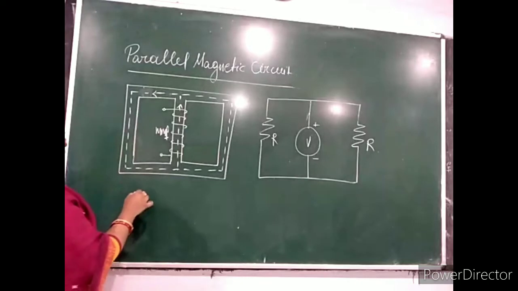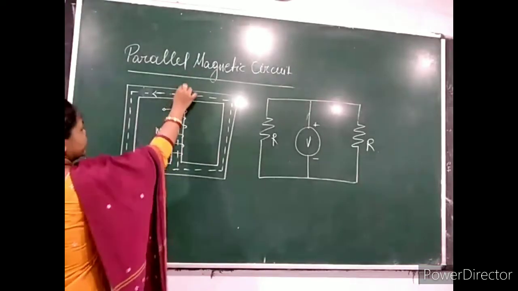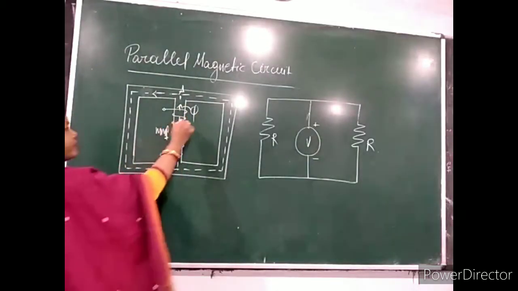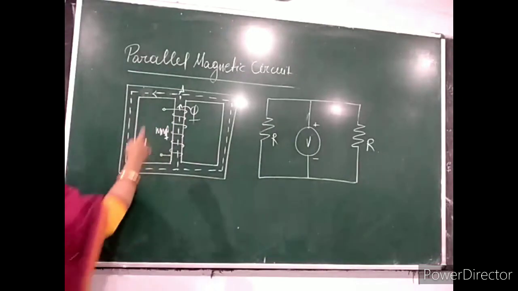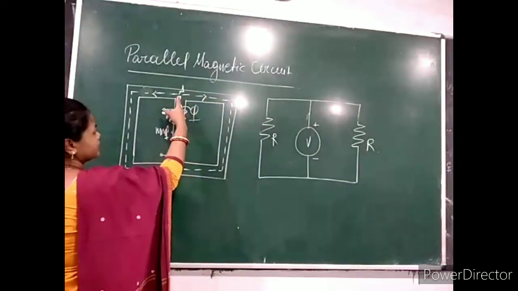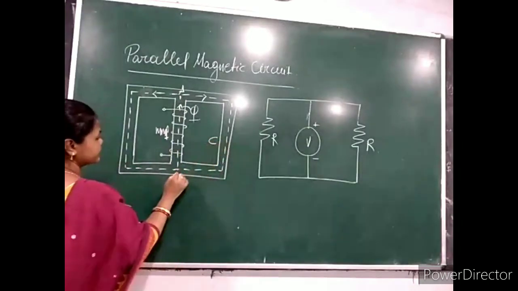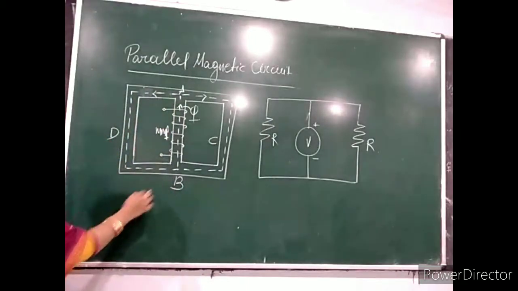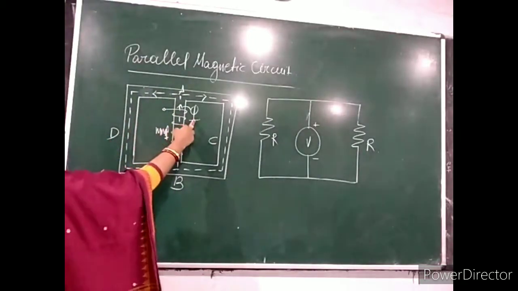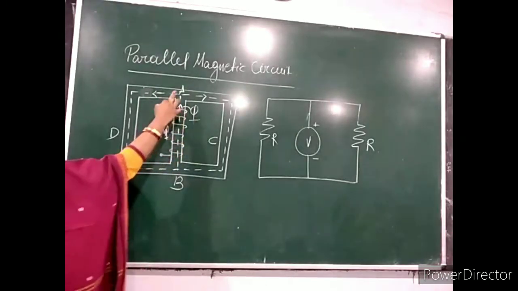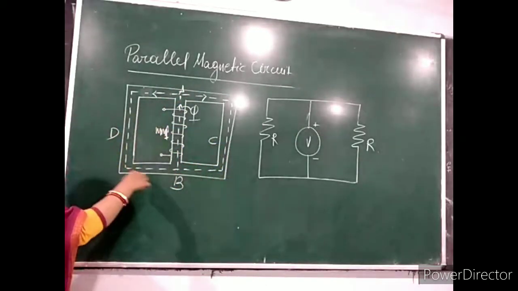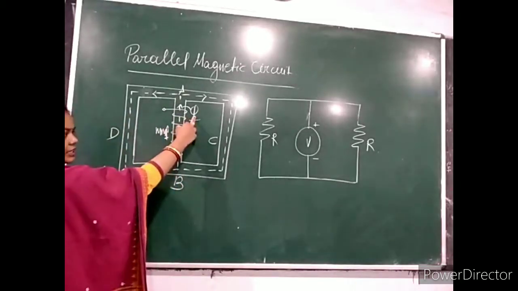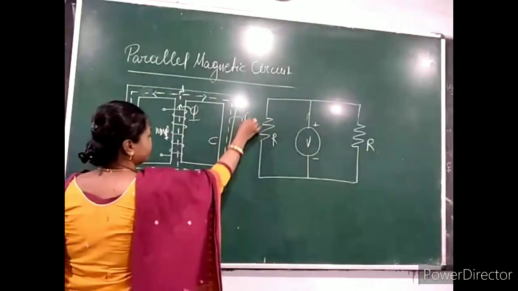In this magnetic circuit, suppose the total flux created is phi. At point A, it is divided into two paths. Let this path be A, C, B, and this path be A, D, B. The total flux phi produced is divided into two paths, A, C, B and A, D, B. The flux which flows through A, C, B is half of this total flux, that is phi by 2.